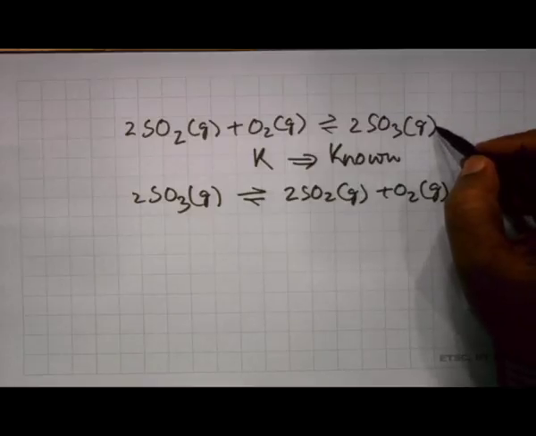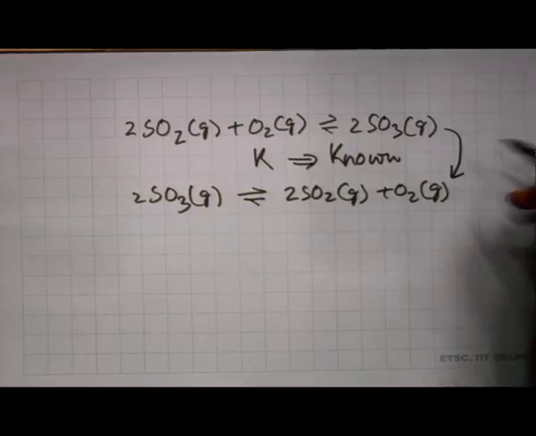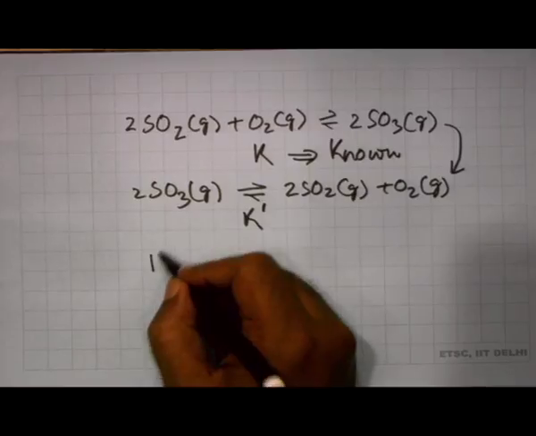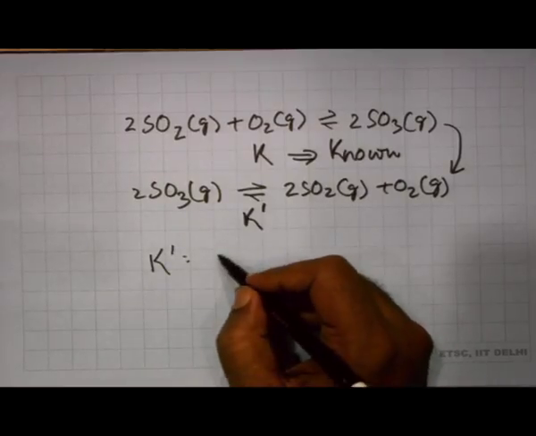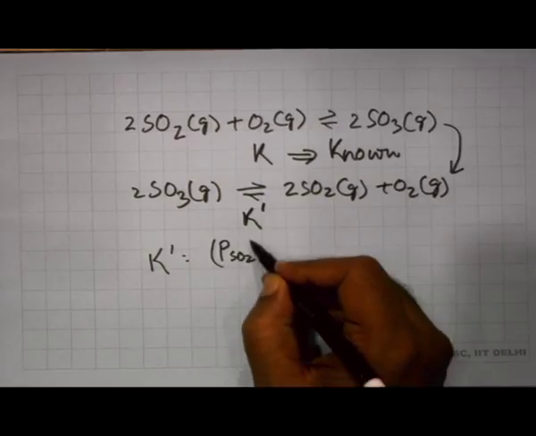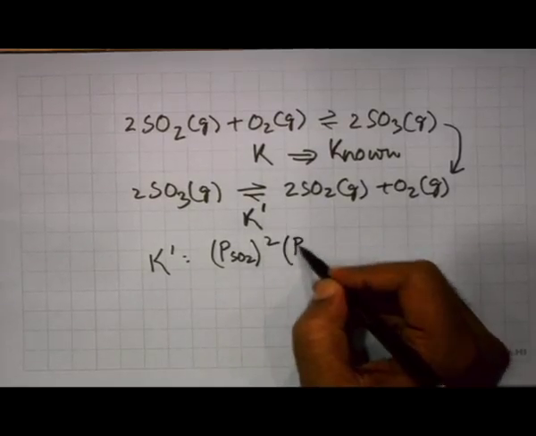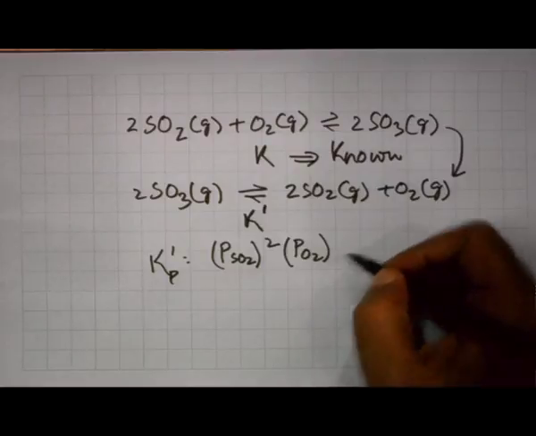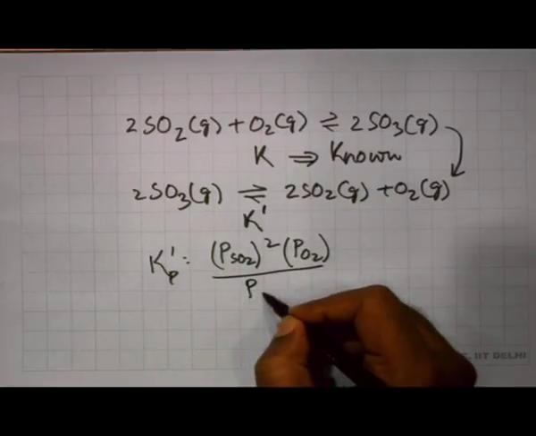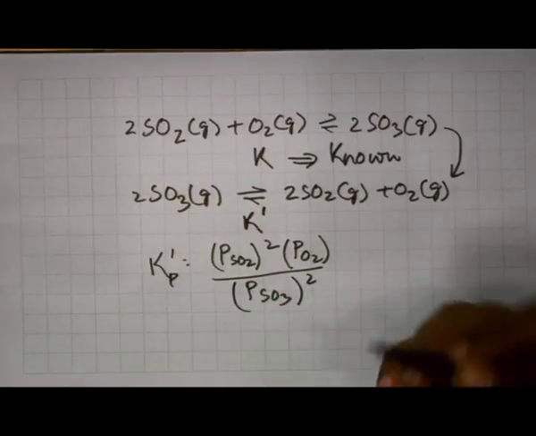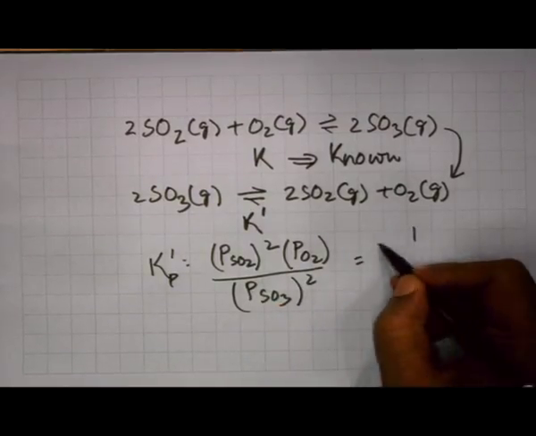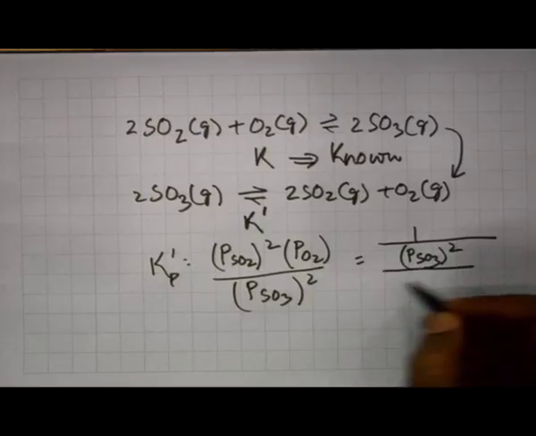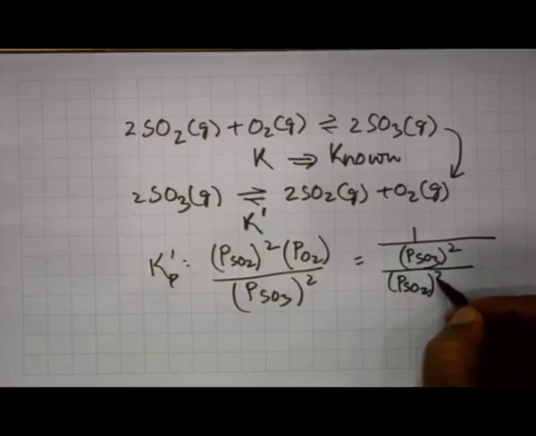Now, you see this reaction is nothing but the reverse of this reaction, and suppose I take K dash. So, K dash is equal to partial pressure of SO2 square, partial pressure of O2, if I take Kp suppose, divided by partial pressure of SO3 square, and that we can simply write as 1 divided by the pressure of SO3 square divided by PSO2 square into PO2.